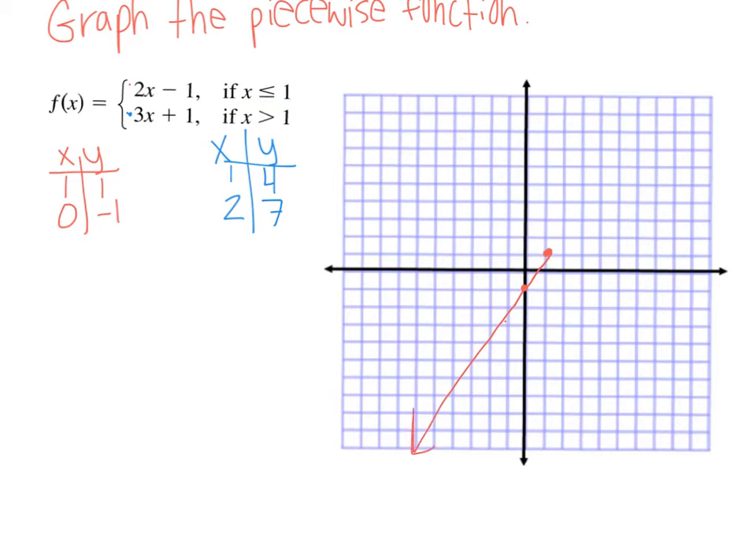Okay, the second function. Looking at my first point, I need to check if this is going to be open or closed. Looking at the inequality, it doesn't have the equal sign, so it's going to be an open point at (1, 4). I go over to 1, up to positive 4, and plot my point. It needs to be open. The second point is at (2, 7). The second point's always closed. Then again, I draw my line from my first point through my second point to the end of the graph.